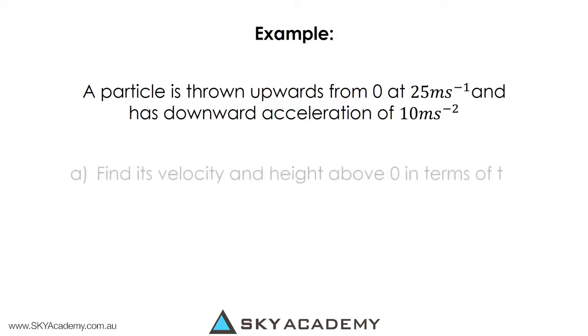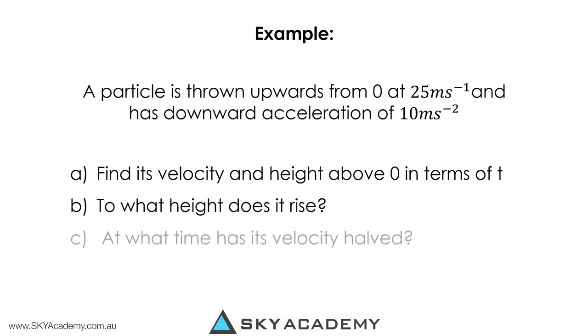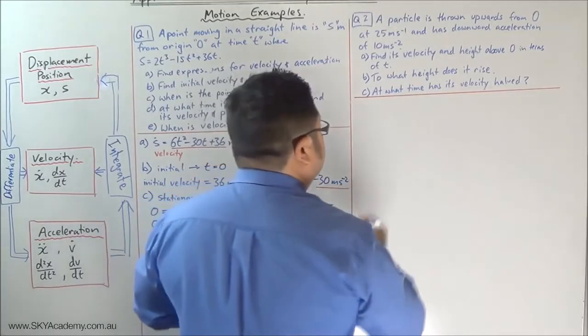Let's have a look at question 2. A particle is thrown upwards from 0 at 25 meters per second and has a downward acceleration of 10 meters per second squared. Find its velocity and height above 0 in terms of t. To what height does it rise? At what time has its velocity halved? So let's have a look at that particular question and how to do it.